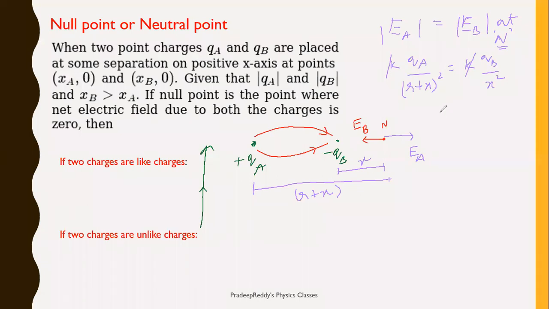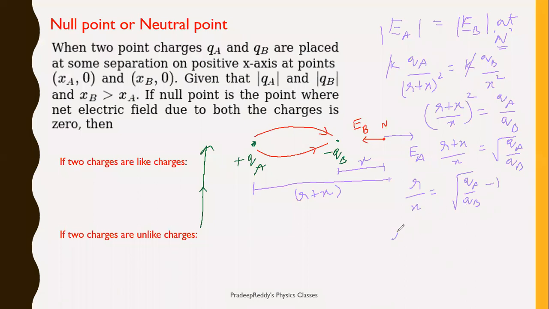Now from here you can write R plus X divided by X whole square is equal to QA divided by QB. From here R plus X by X is equal to under root QA divided by QB. From this you can write R by X is equal to under root QA divided by QB minus 1. And from this you can write X is equal to R divided by under root QA by QB minus 1.